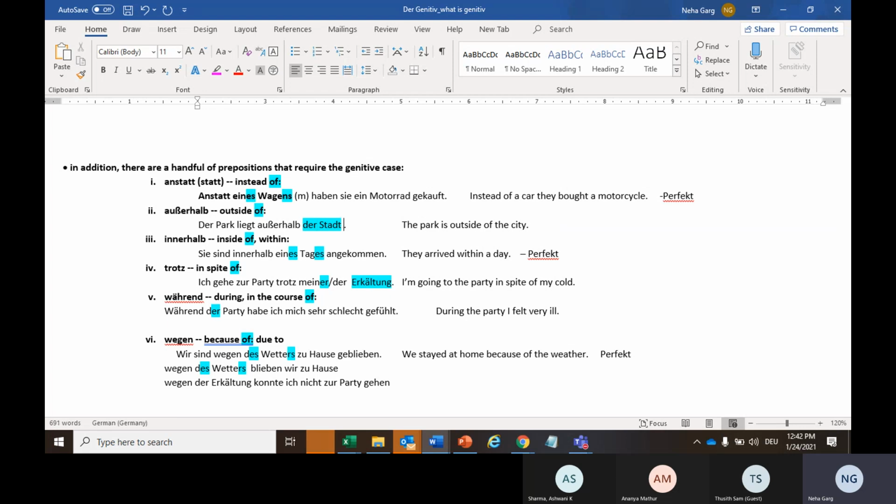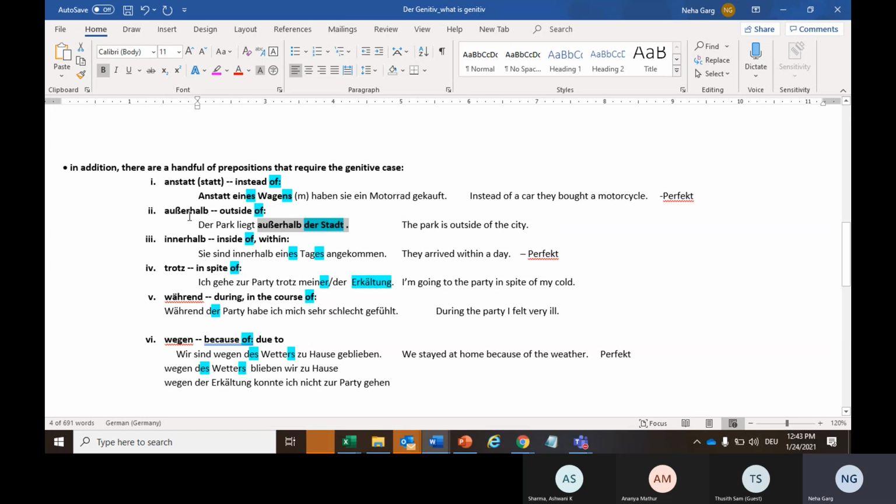Stadt is, what is the gender of Stadt? Is it masculine, feminine or neutral? Feminine. Yeah, die Stadt. So der Park liegt außerhalb der Stadt. The park is situated, or the park is outside the city or outside of the city. So außerhalb der Stadt.